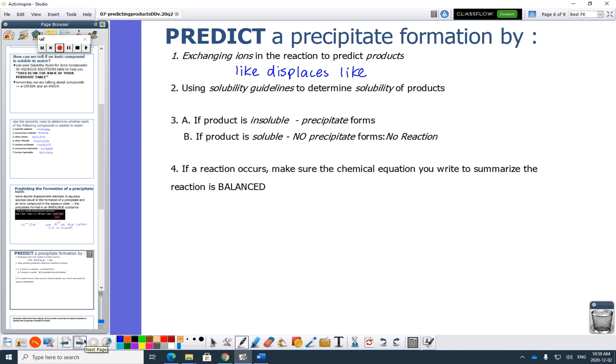And then again, just remember, insoluble means that you're going to get a solid. Soluble is going to be aq. And then, of course, if you're writing a reaction, make sure it's balanced. But as you saw in that activity you did this morning, often for single and double displacement, they're often balanced, okay? Not always, but it's pretty straightforward. Maybe you have to add a 2 to get it to balance.